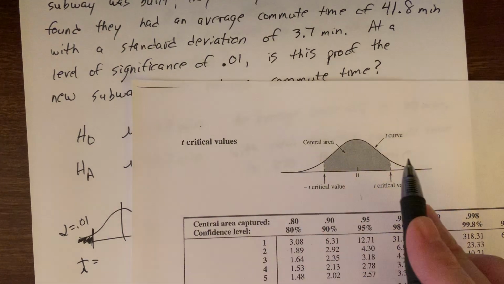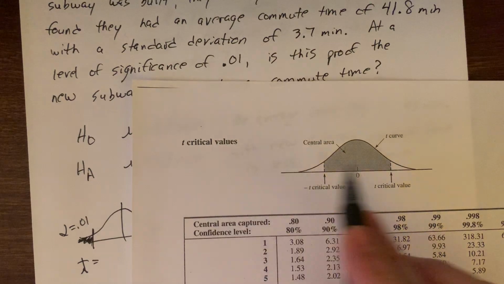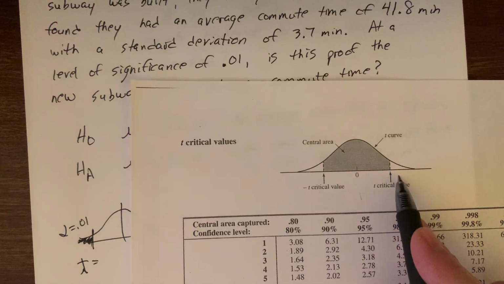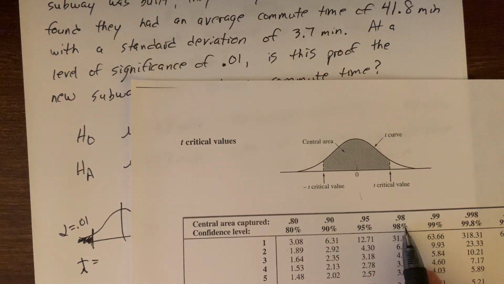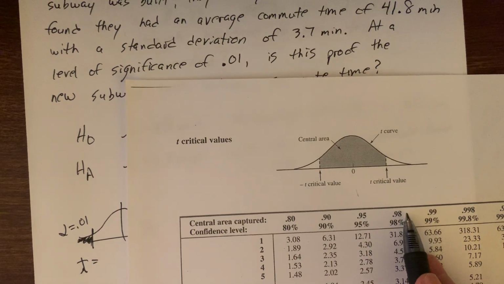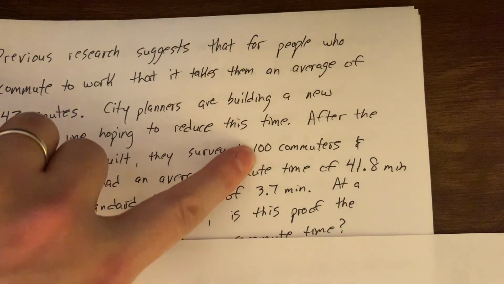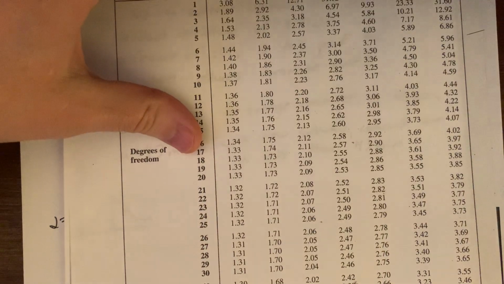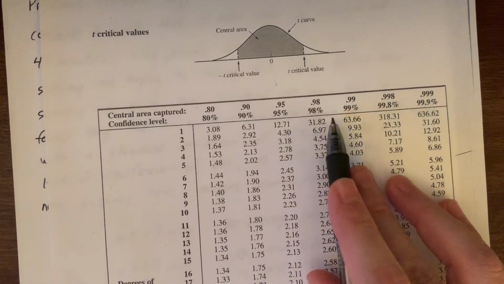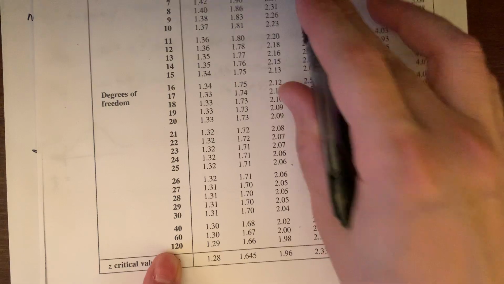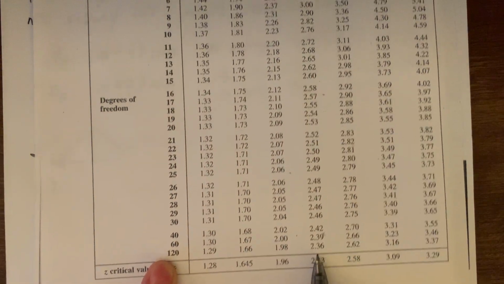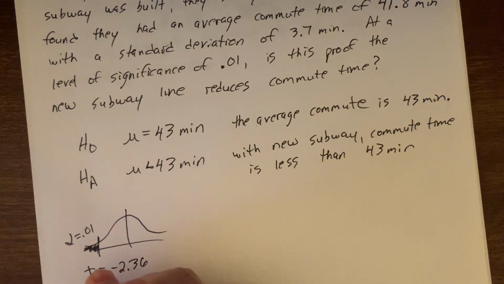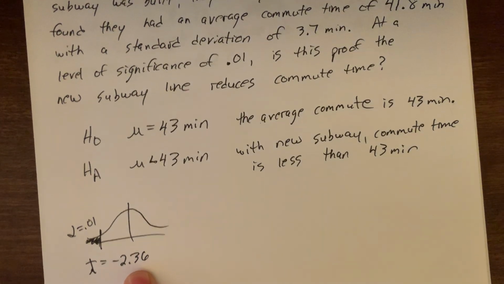So 0.01 here leads to 0.01 here, a total of 0.02, which leads me to 98%. 0.98, 98% in the middle. So this is my confidence level or my central area. My degrees of freedom, well, I surveyed 100 people, so N is 100. Degrees of freedom is 99. Well, 120 is the closest I'm going to get for that. So 98% with 120 gives me 2.36 for my T-score. And again, it's up to me to realize I'm on the left. So that'll be a negative 2.36.